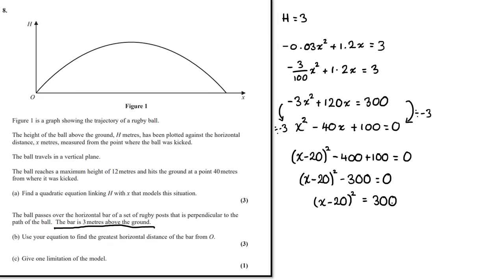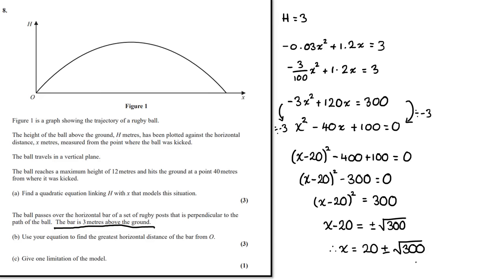Now we can take the square root of both sides. And this is where we get the 2 solutions from. So I get x minus 20 on the left-hand side. If we take the square root of this squared term, I just get x minus 20. And this is equal to plus or minus the square root of 300. So therefore, to get x equals, we just add 20 to both sides. So x is equal to 20 plus or minus the square root of 300.